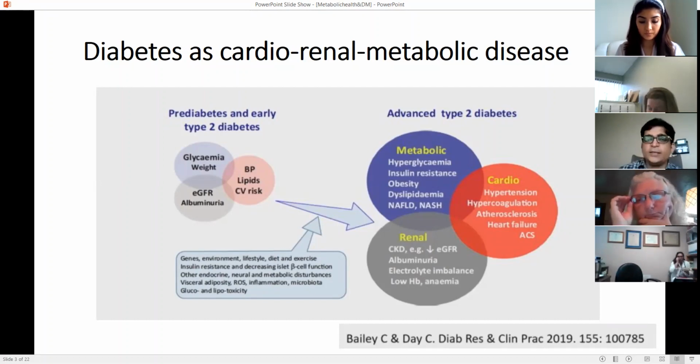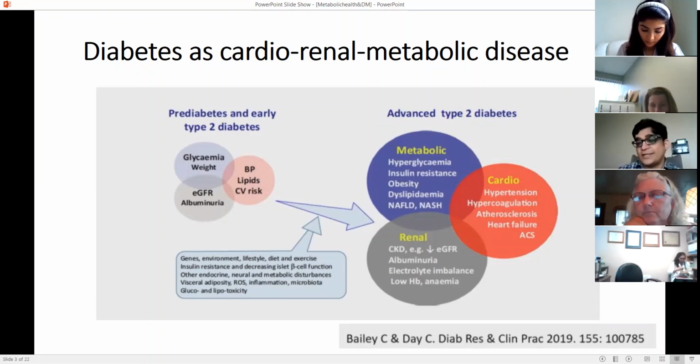So to tackle the diabetes, we have to make sure we diagnose them early, and we prevent not only their hyperglycemia but the metabolic profile from the cardiac standpoint, protect their kidneys, and also the blood pressure. Next slide, please.